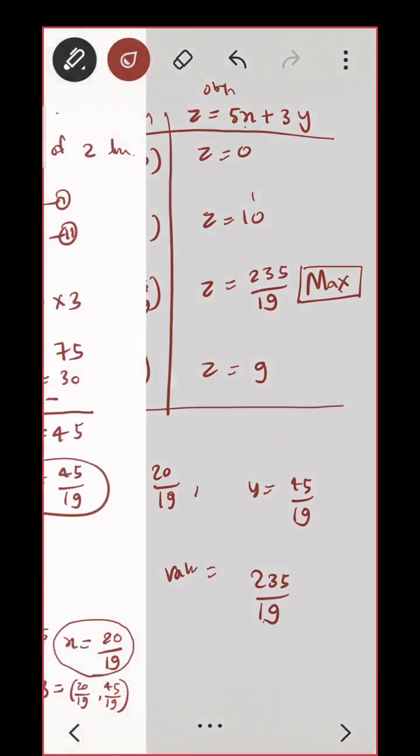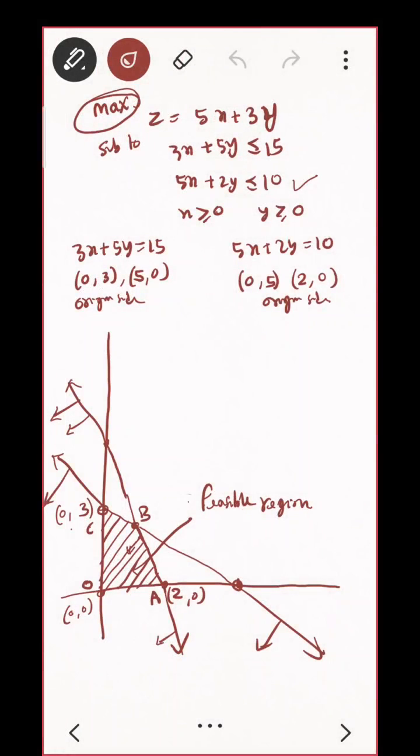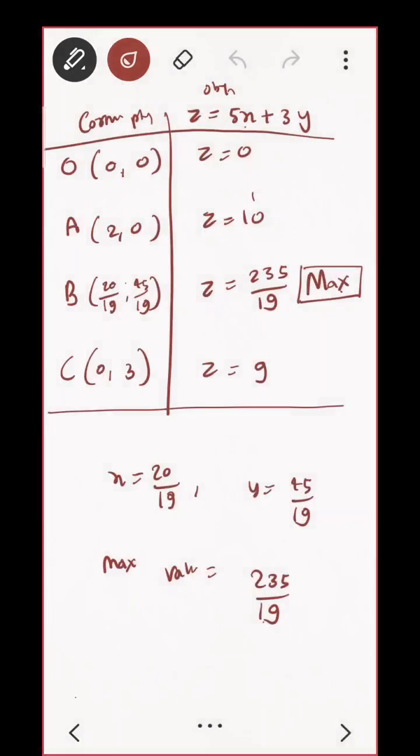Let me just quickly revise this. See, we started with the first thing, which is to draw the feasible region. Step 2 is to indicate the corner points. Step 3 is to find all the corner points, correct? So we drew the feasible region and found the corner points. Next you have to substitute in the objective function and check in the question whether it is asking for maximization or minimization. If it is asking for maximization, take the maximum. Whatever maximum comes is my solution, and that's it.